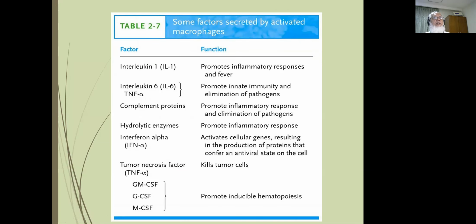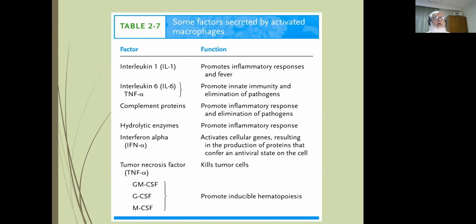Some factors are secreted by activated macrophages; they are special factors. Interleukin 1 promotes inflammatory response and fever, and stimulates the T helper cell to become activated. Interleukin 6 and tumor necrosis factor alpha promote innate immunity and elimination of pathogens. Complement proteins promote inflammatory response and elimination of pathogens. Hydrolytic enzymes promote inflammatory response.